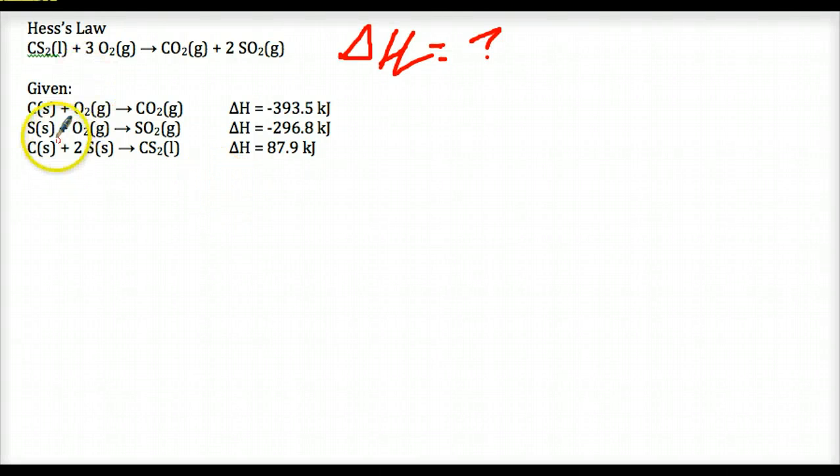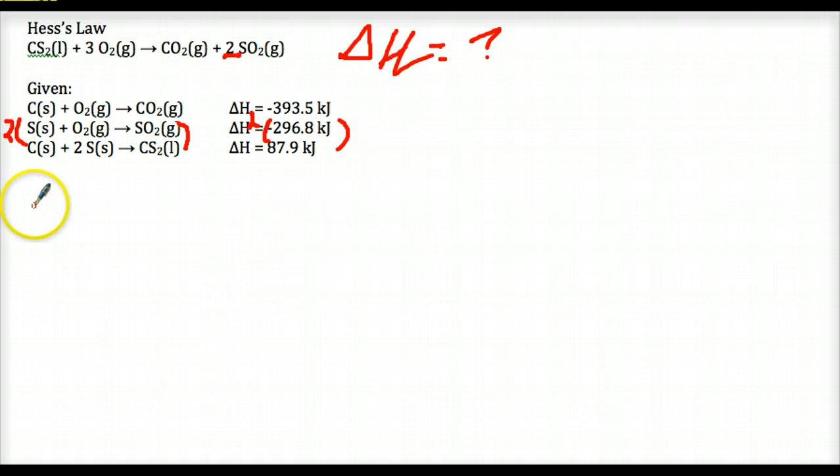What's unique about the second step? Sulfur is not unique, it's there. Oxygen, we already said, was not unique. SO2. Looking up here, we need not 1, but 2 SO2s in the product side. Well, ours is not 2. So I have to multiply the whole reaction by 2, and then also the delta H by 2.